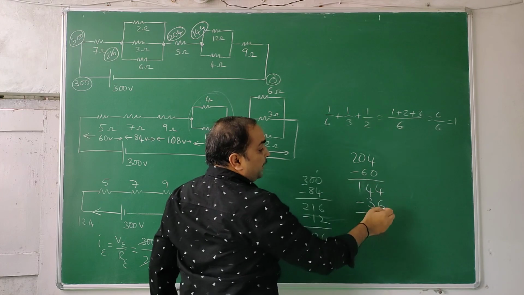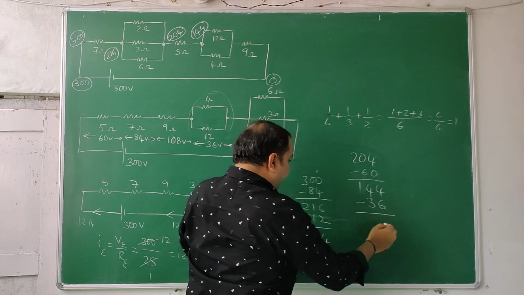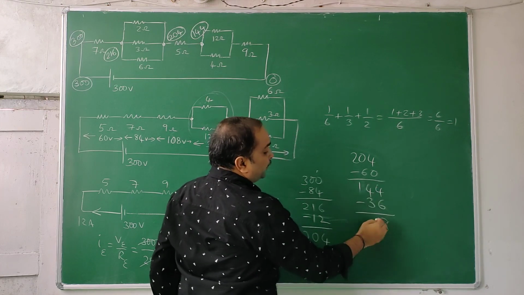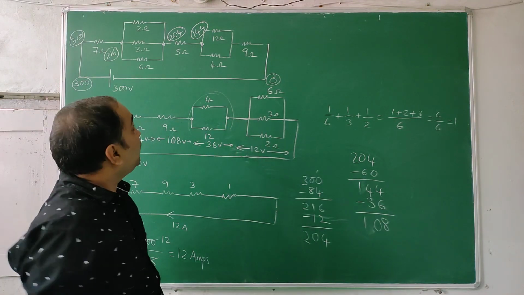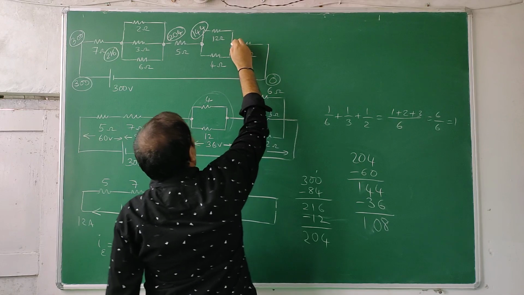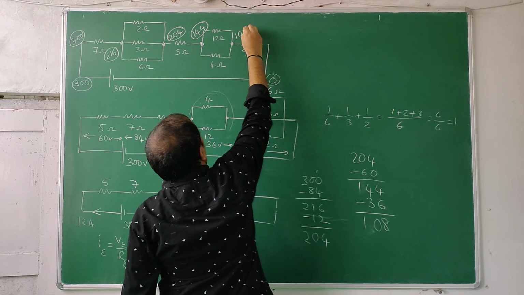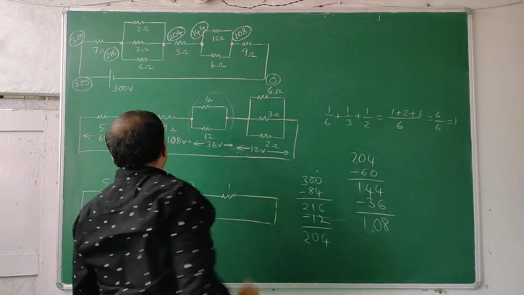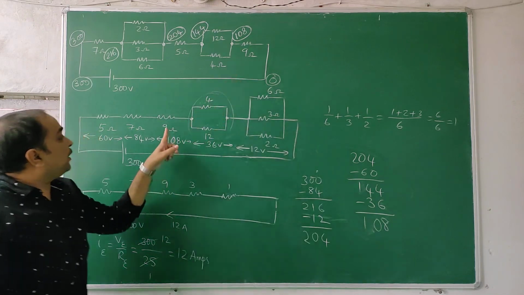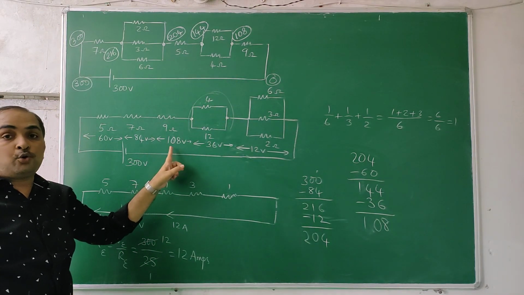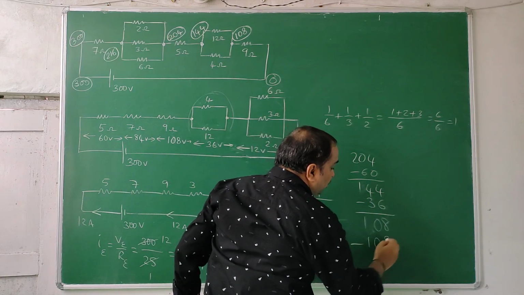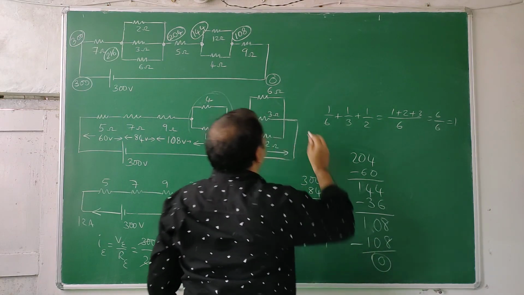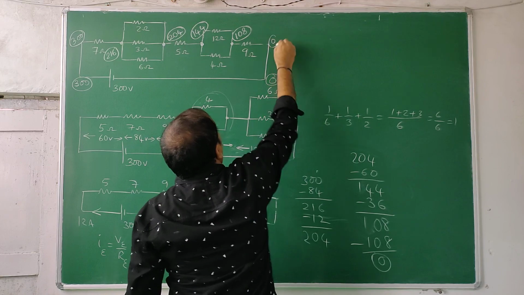So 14 minus 6, 8... 108. So this point would be at 108 volts. Next, the 9 ohms. Across 9 ohms there is a drop of 108 volts. So 108 minus 108 volts is 0 volts. This point will be at 0 volts.